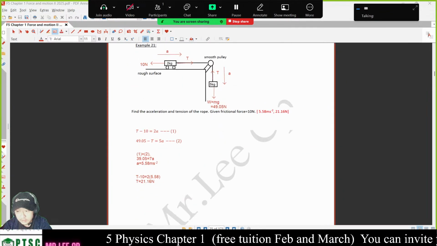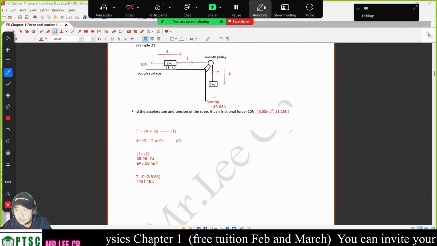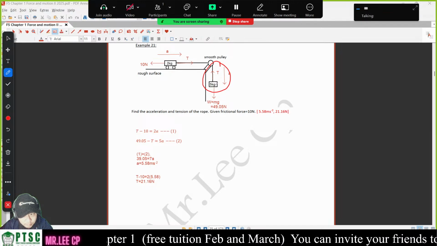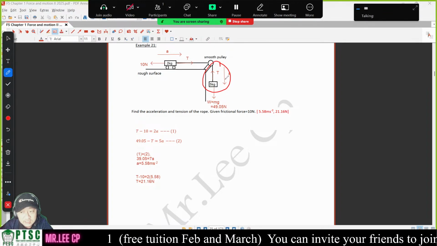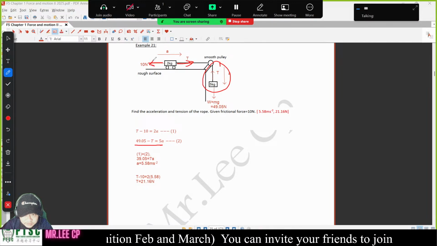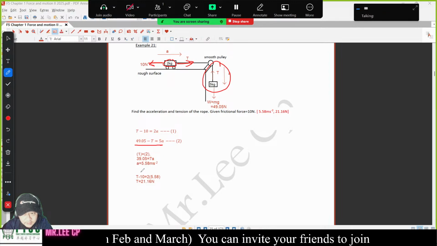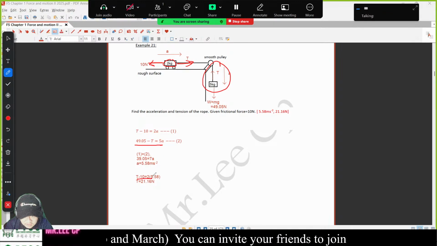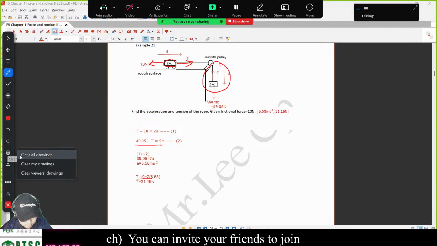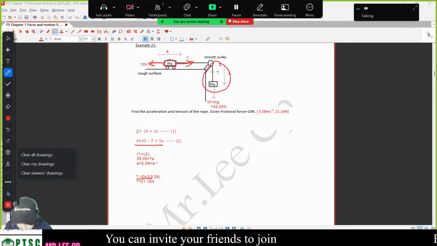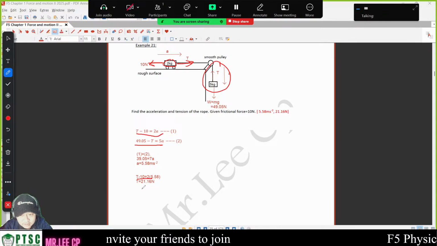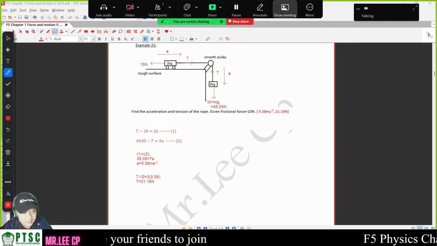For this kind of question, you need to label all the forces first. This one is going down, so 49 minus T is equal to 5A. Then this T minus friction is equal to 2A. Oh, sorry, here T minus 10 is equal to 2A. So you solve them and you get the answer. This is what we had last week.